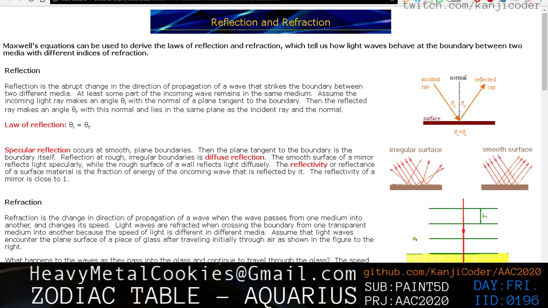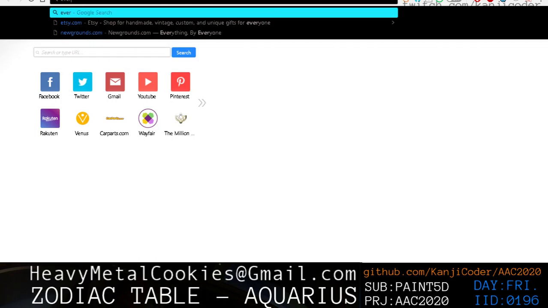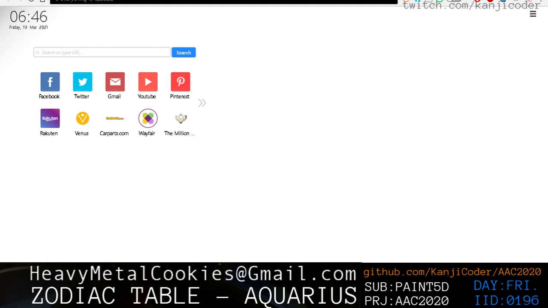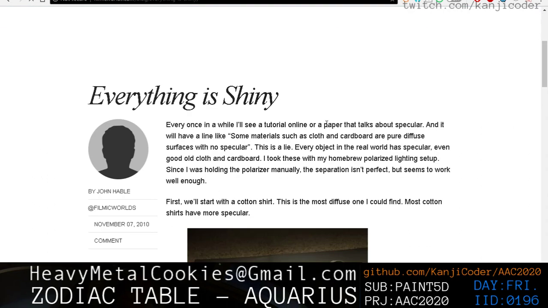Actually, let me find that for a second. Everything is specular. Okay, I know that's a thing, but everything is specular. How about everything is shiny? Yeah, there we go. So this blog post here has some good stuff.